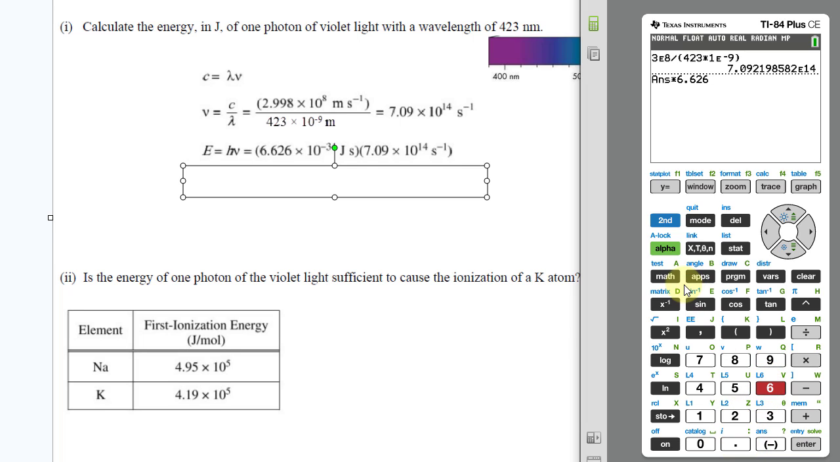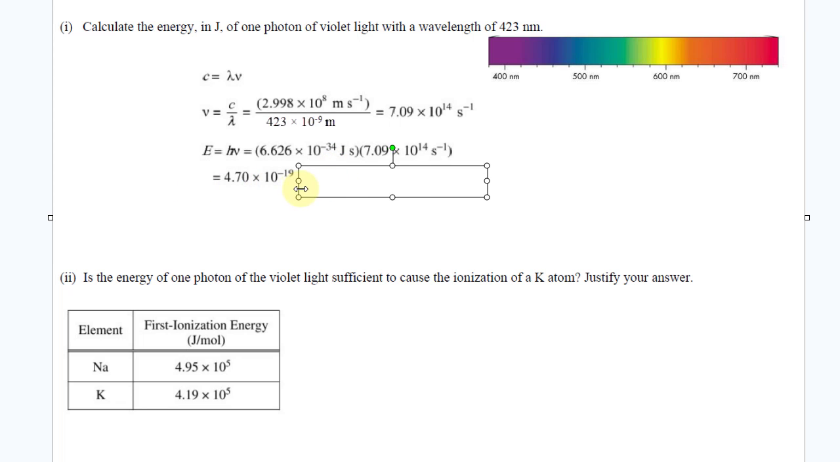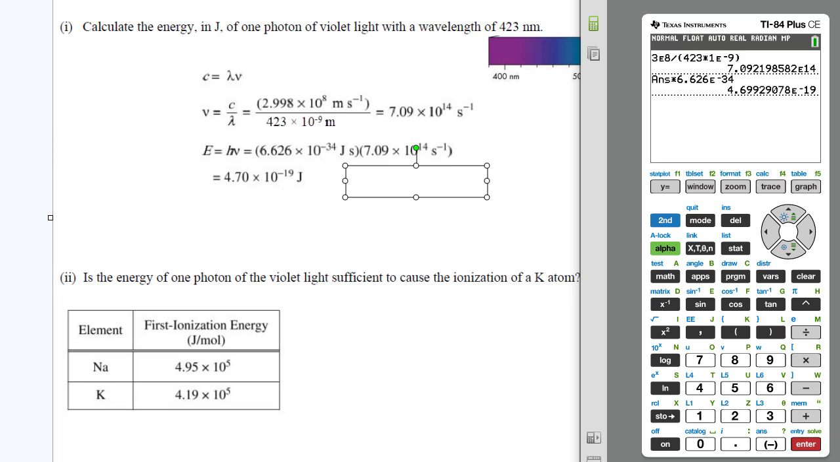6.626 times 10 to this super small number, negative 34. That's a tough one to remember. Those are joule seconds. Multiply that by per second, and you get the photon energy, which is going to be a small number. Let's see if we got it right. With this calculation, 4.7 times 10 to the negative 19. Thank goodness we got that right.